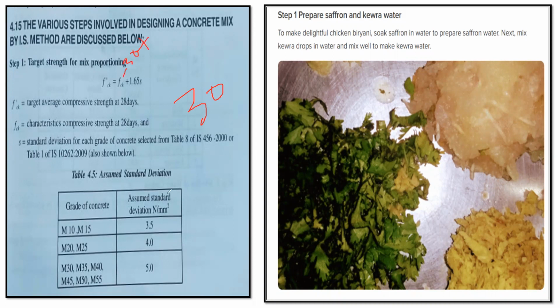So again, we need to refer to this table which is given in the code book. Now, if I want to prepare this M30 grade of concrete, you have to look for 30 grade, and the standard deviation what is given is 5.0. You try to put 1.65 into 5 here. So this will be my target mean strength. This much amount of strength I require. So based on that, then we'll go for step 2.